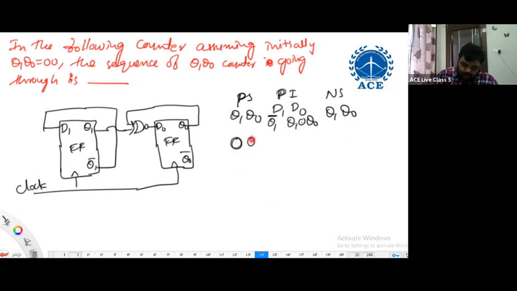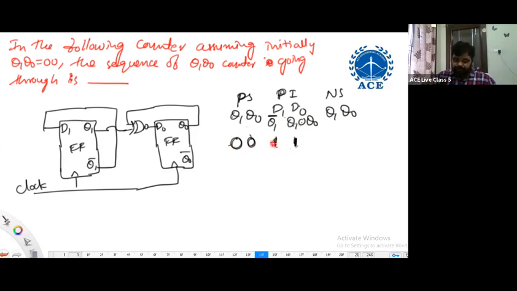Initially the present state is 0, 0. Now let me derive the inputs. Follow correctly: based on the present state, we derive present inputs; based on present state and present input, we estimate the next state using the characteristics of the flip-flops. When Q1, Q0 is 0, 0, what do we get? D1 is Q1 bar, so 0 bar is 1. D0 is Q1 XNOR Q0, so 0 XNOR 0 is 1. So based on the present state 0, 0, the present inputs are 1, 1.